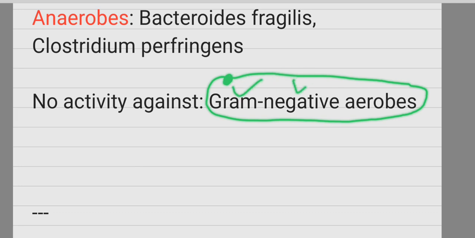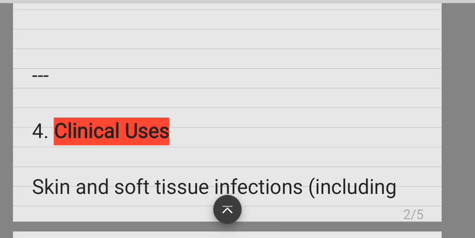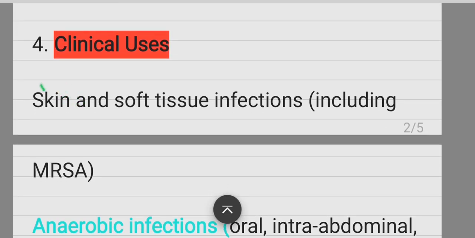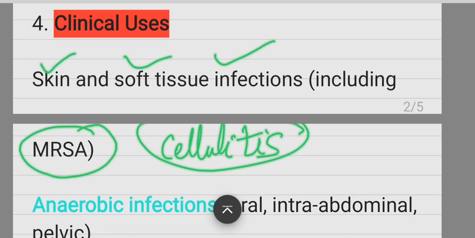Gram-negative aerobes cannot be killed by using clindamycin. For example, UTI cannot be treated by using clindamycin. Clinical uses: it is used in skin and soft tissue infections caused by methicillin-resistant Staphylococcus aureus, like cellulitis. As I have told you, it is active against these gram-positive cocci.